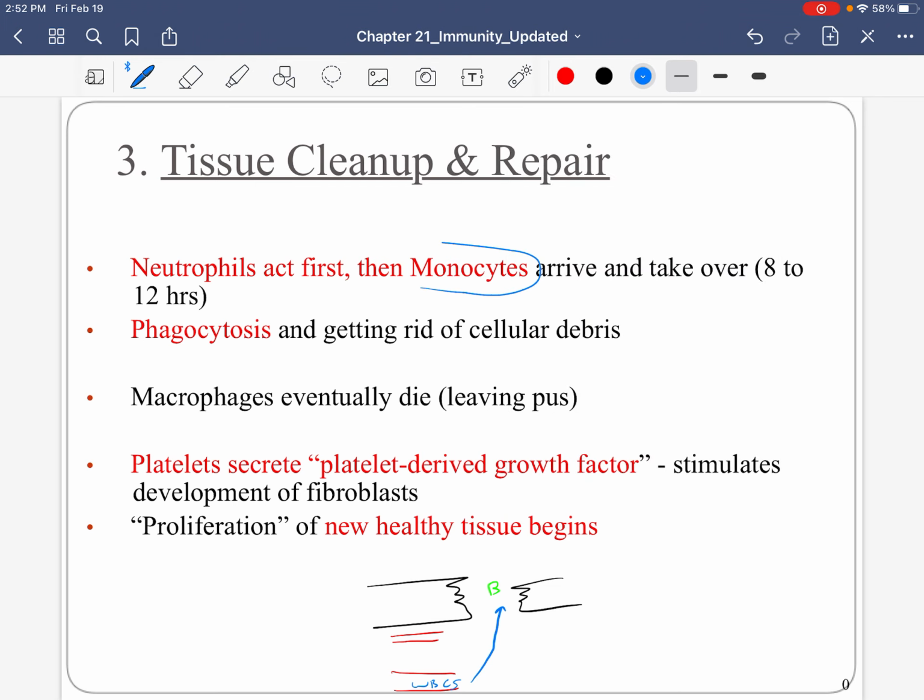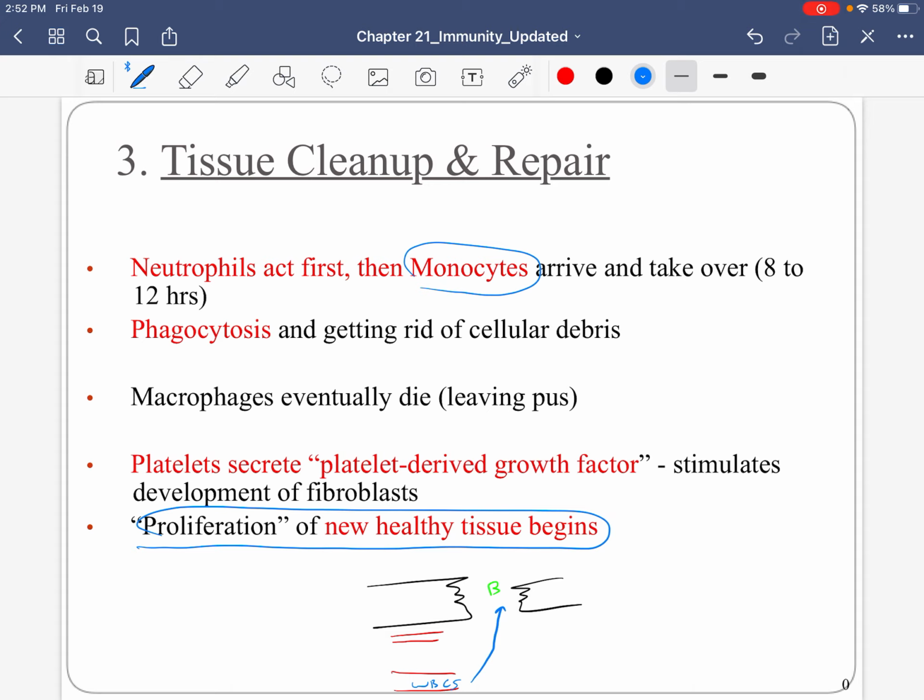now we may have some other white blood cells come in. So the initial response was more through neutrophils, but now we also may activate monocytes. And then let's just leave it at this. And then we're going to rebuild new tissue.